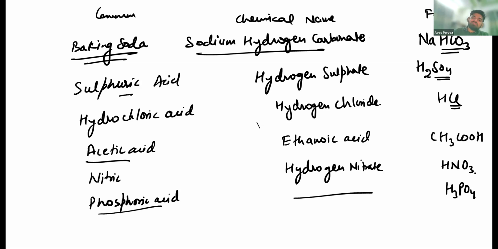So let's have some important questions regarding this topic. So what did you say as the chemical name for phosphoric acid? Hydrogen phosphate. Okay, thanks.